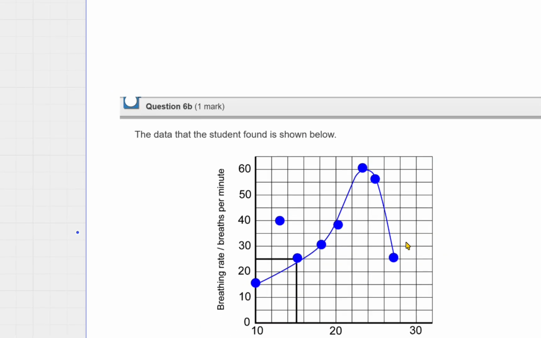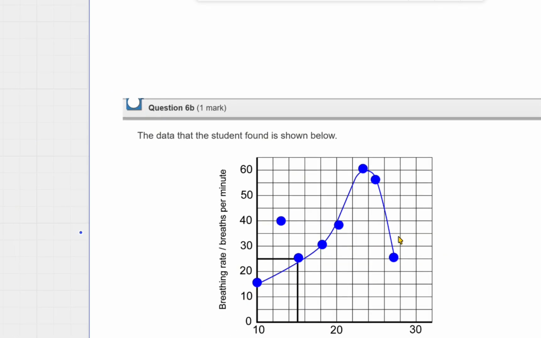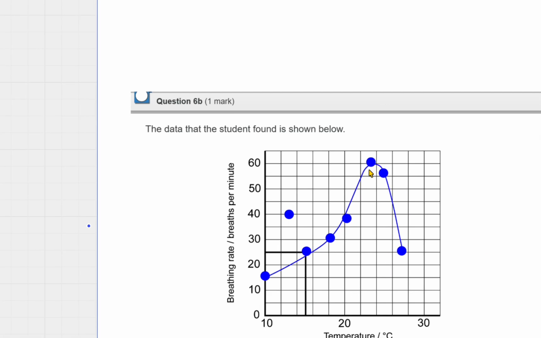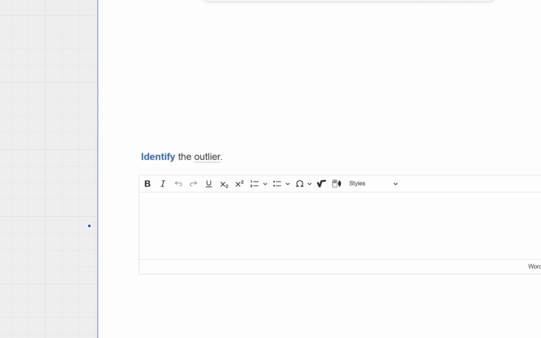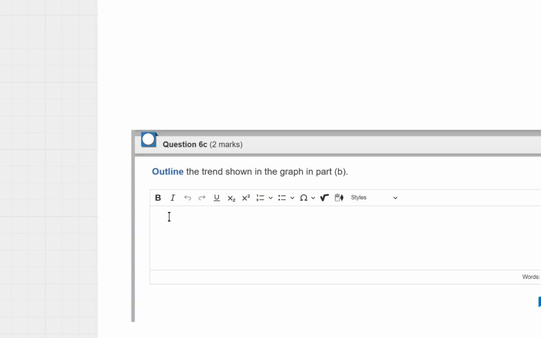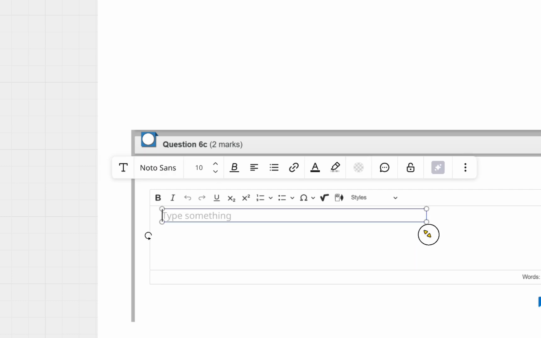So the breathing rate per minute decreases after it crosses a certain temperature threshold. It drops after it crosses 23 or 24 degrees Celsius. After that it just drops. As we get close to 30, the breathing rate drops. So that's a trend that we can observe. As it is for 2 marks, let's just keep it short and simple. Let's write 2 points in the context of the breaths per minute.